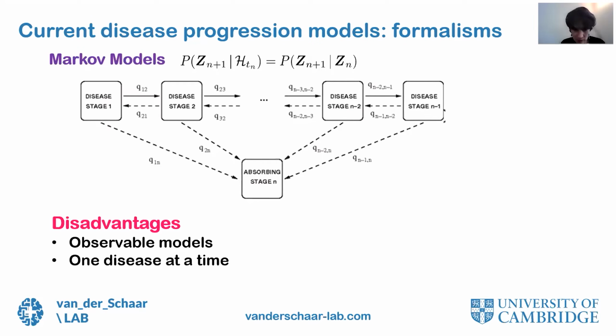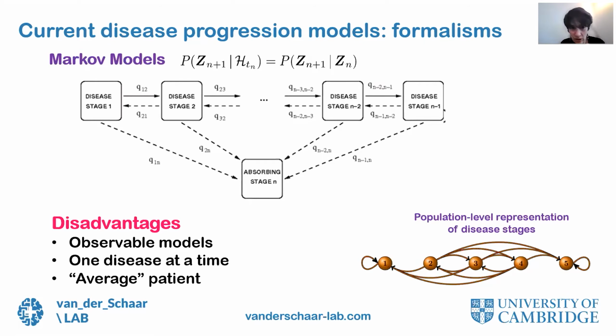There are problems with this. First, it assumes that the staging of disease is observed. And often we do not observe for many diseases, even for cancer, we do not observe accurately what stage the patient is in. Also, these models often model one disease at a time.